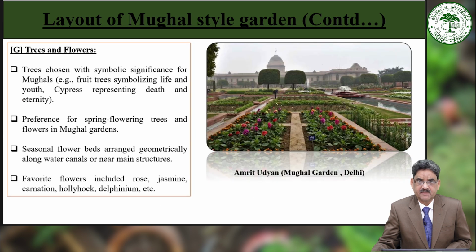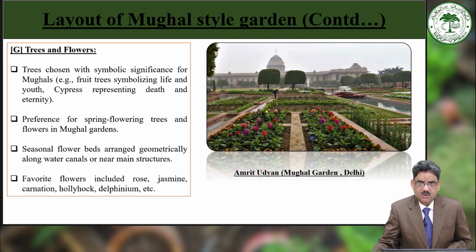Finally, in terms of trees and flowers, the Mughals made thoughtful choices based on symbolic significance. For instance, fruit trees were selected to symbolize life and youth, while cypress represented themes of death and eternity.